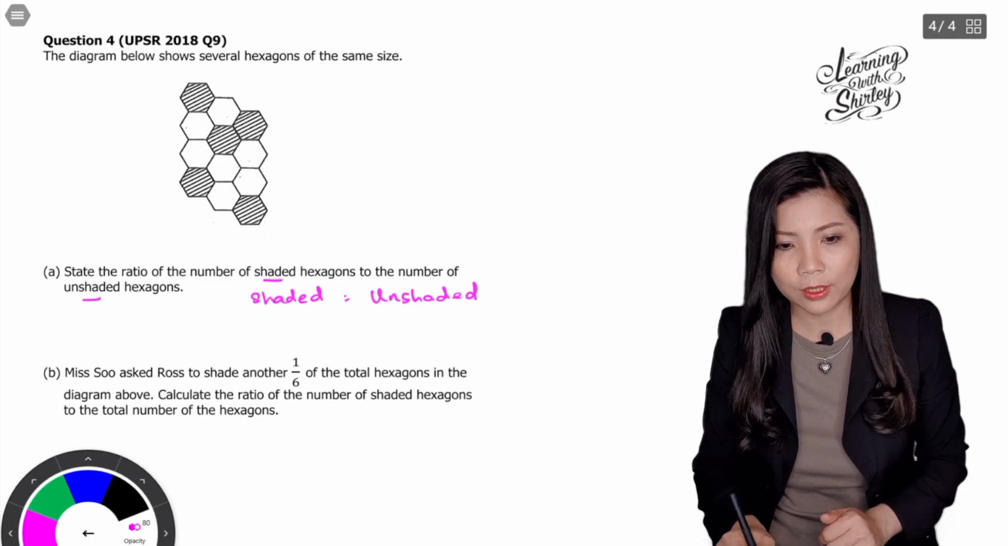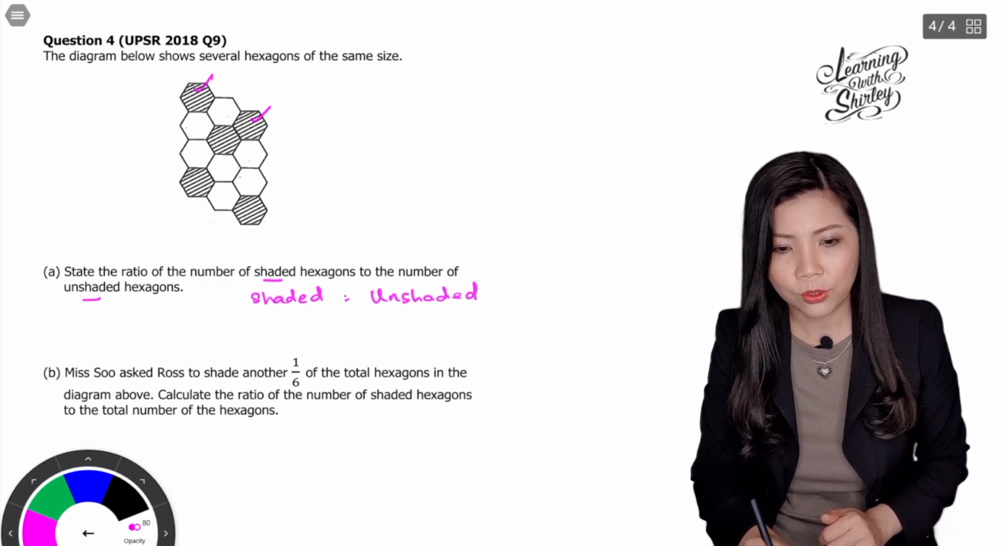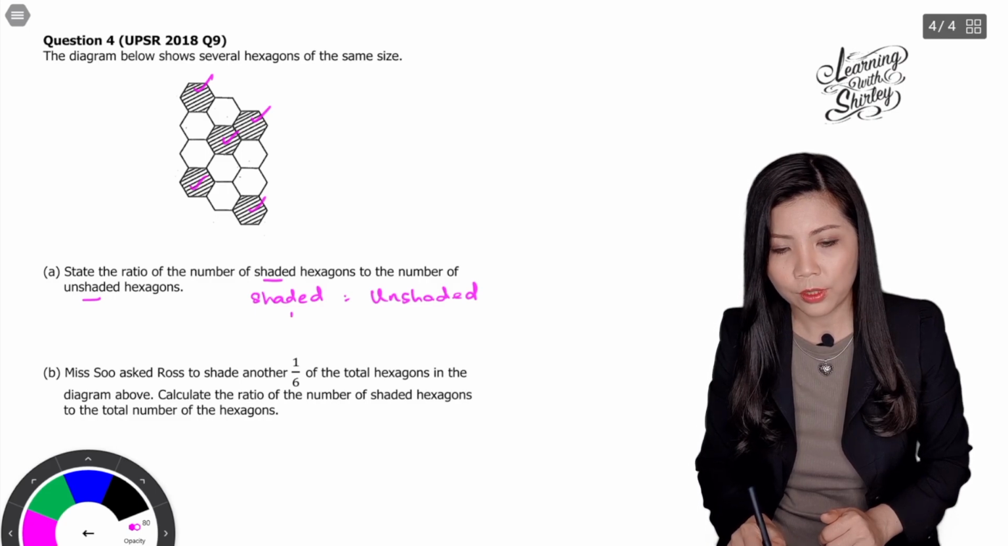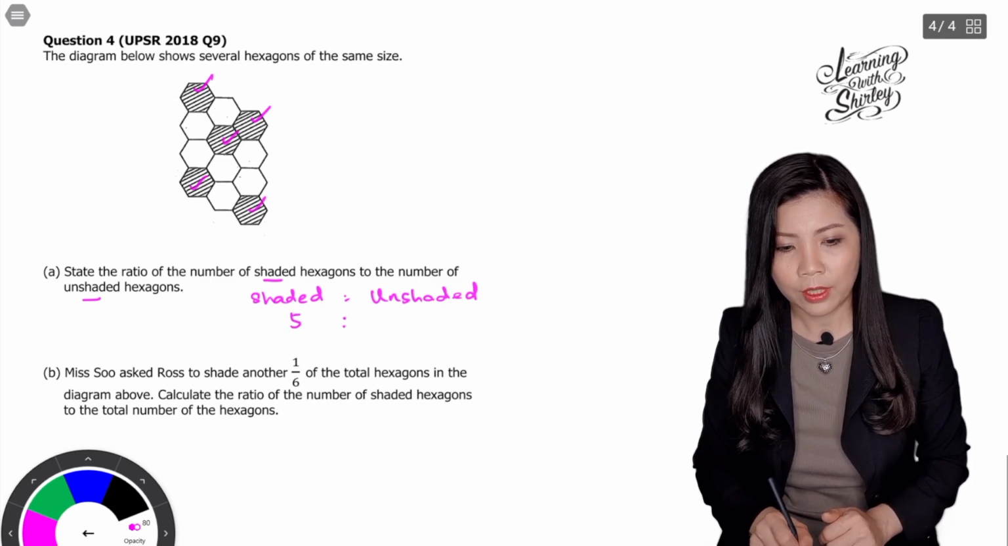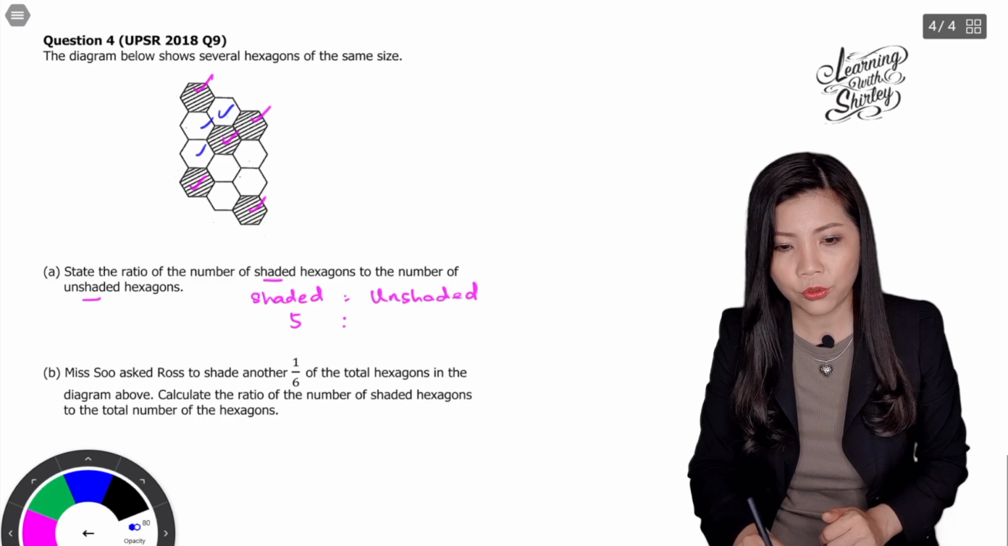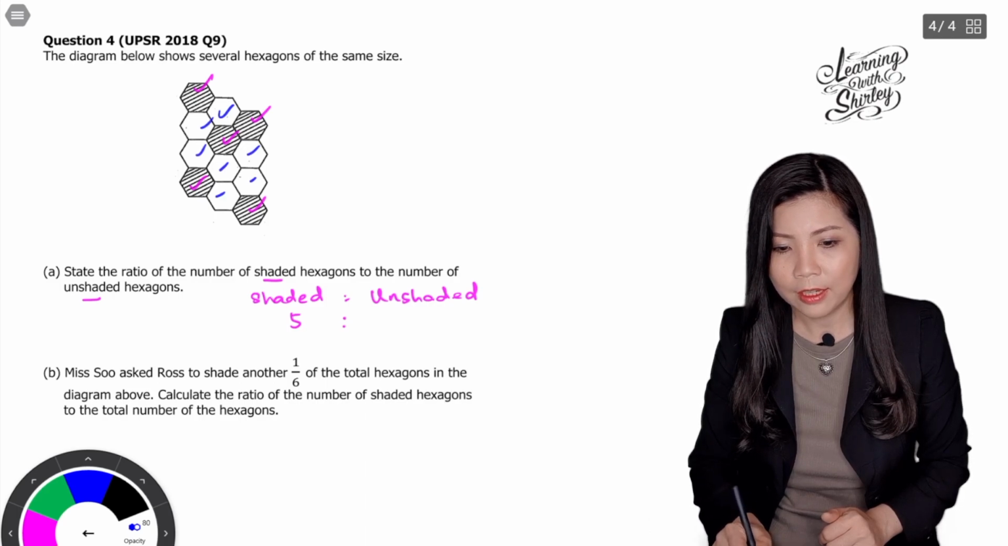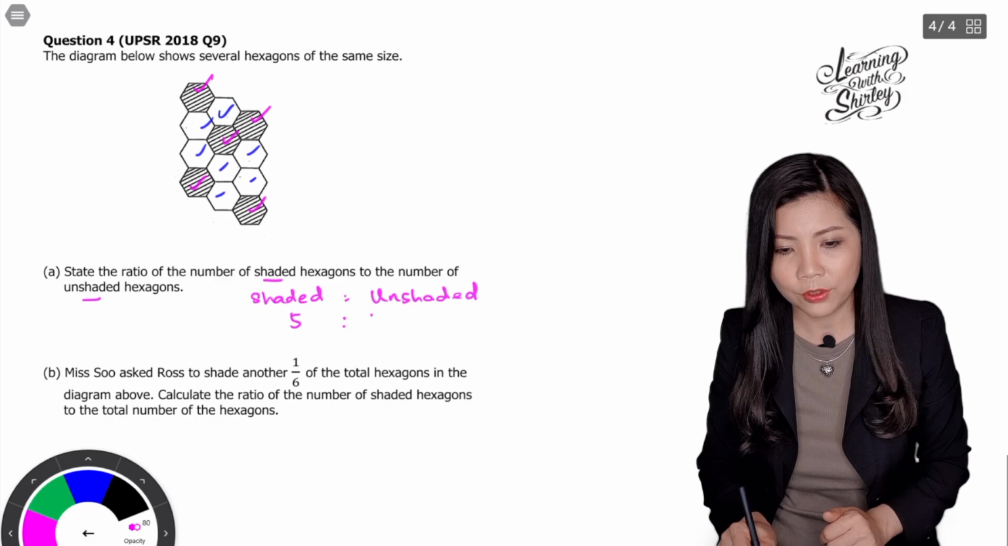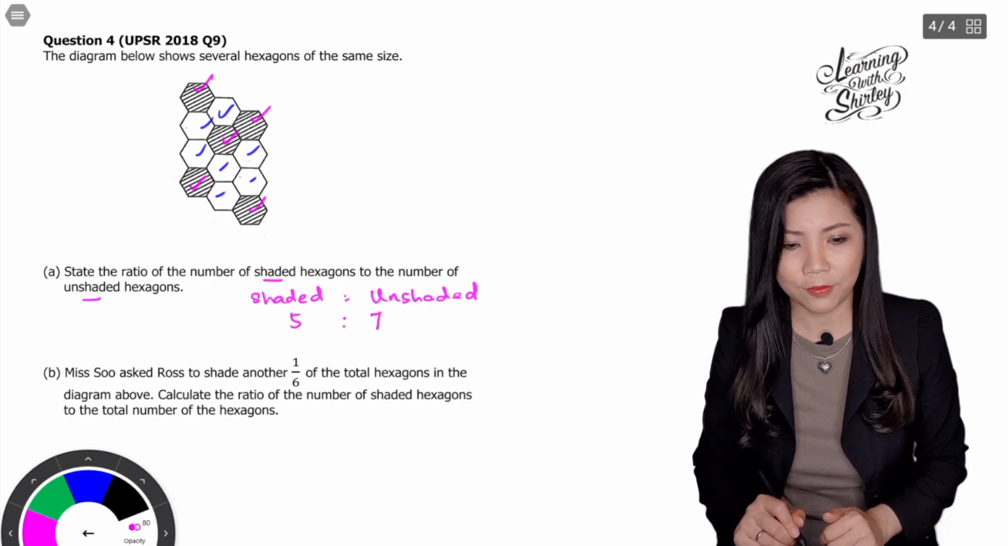Let's count the shaded ones. 1, 2, 3, 4, 5. So it's 5 shaded ones. Whereas unshaded will be 1, 2, 3, 4, 5, 6, 7. So that's the answer, 5 to 7. That's the answer for A.